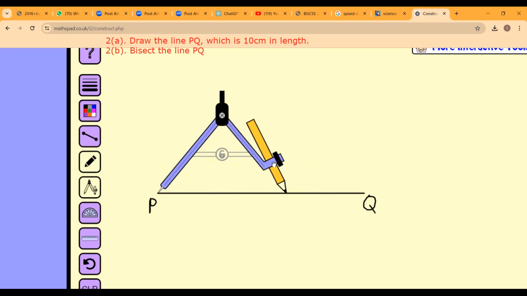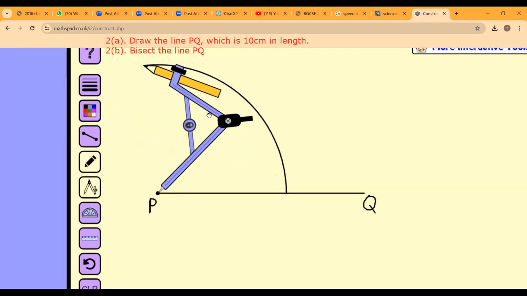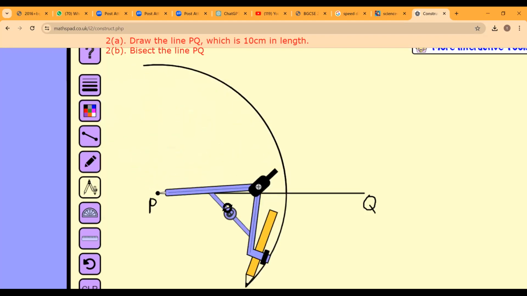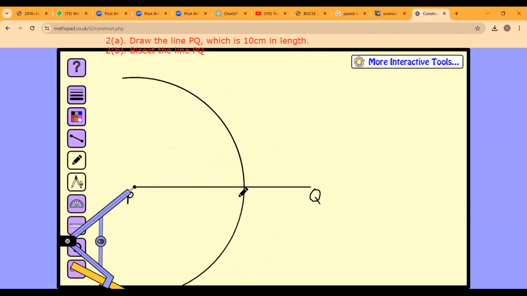And then we're gonna draw an arc, but we have to lock everything in because we wanna keep the compass width the same. So now we're gonna draw an arc, and this arc is gonna go above the line segment and also below the line segment. So it's gonna be like this. This is the arc that we're gonna draw, and the arc is also gonna go down like that. So we're gonna draw another arc like so. Okay, so this is our arc.